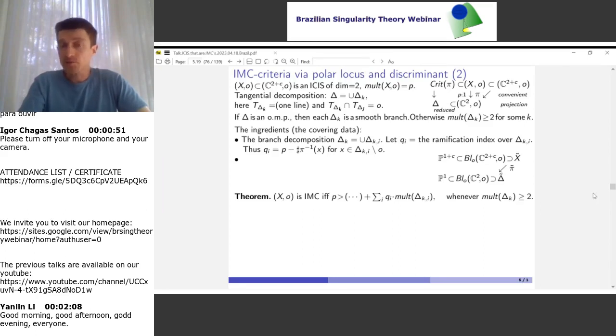Now, the strict transform of the discriminant is reducible, because the discriminant itself was reducible. So we had that tangential decomposition for the discriminant. They were all pairwise non-tangent. Therefore, when I lift them, when I blow up, they will get just separate. So this delta tilde is now the disjoint union of the strict transforms. They are the connected components.